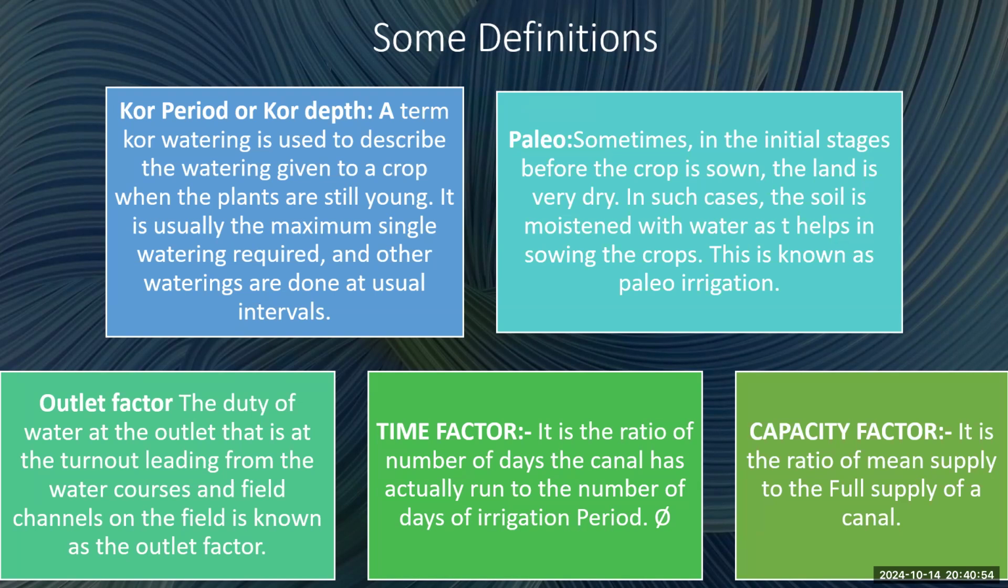There is a term time factor. Time factor is the ratio of the number of days the canal has actually run to the number of days of the irrigation period. There is a term capacity factor. Capacity factor is the ratio of mean supply to the full supply of a canal.